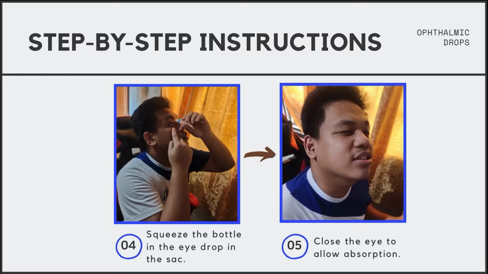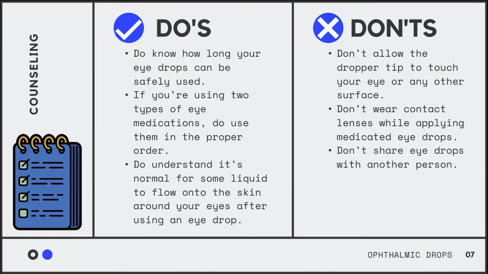Here are some do's and don'ts when using an ophthalmic drop. First, do know how long your eye drops can be safely used. Next, if you're using two types of eye medications, do use them in the proper order. Next, do understand it's normal for some liquid to flow onto the skin around your eyes after using an eye drop. Now to the don'ts.